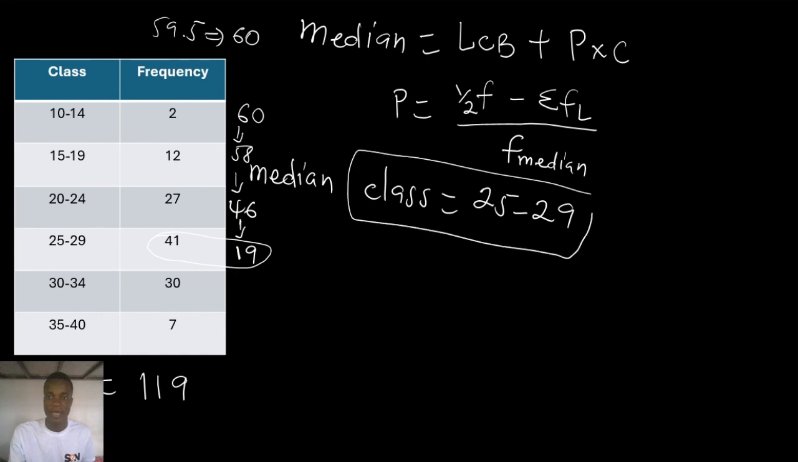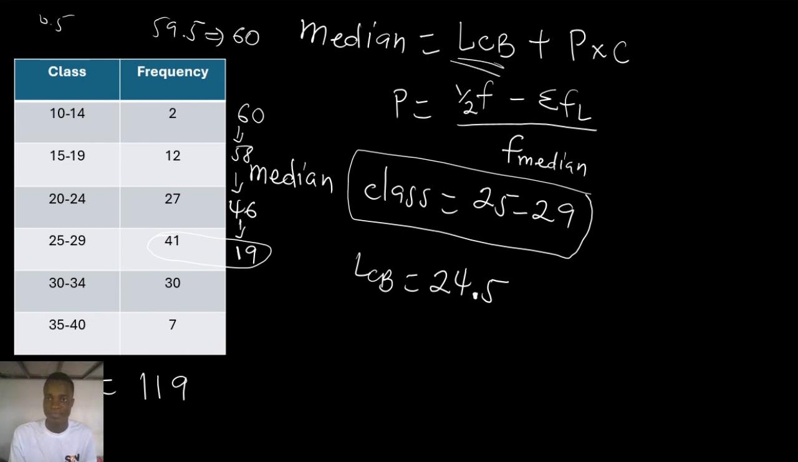So from our median class, we can fetch the lower class boundary. What is the lower class boundary of this median class? We take 25 and 24 here from the previous class, the ending of the previous class and the beginning of the current class. The difference there is 1, so half of that gives you 0.5. So you do 25 minus 0.5, and you have 24.5. So this is the lower class boundary. We solved a question on how to determine the lower class boundary, so kindly look at that. Now we have our lower class boundary, right?